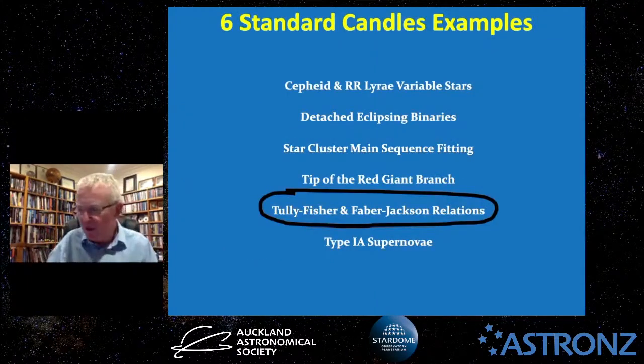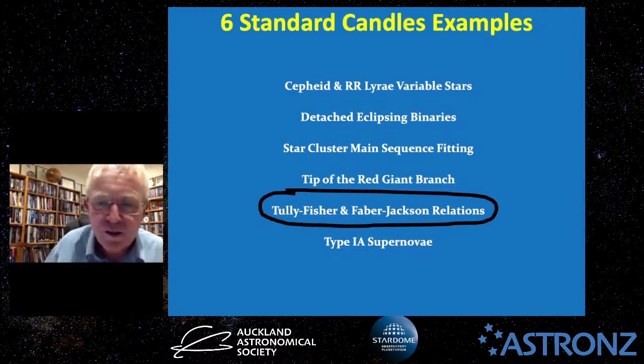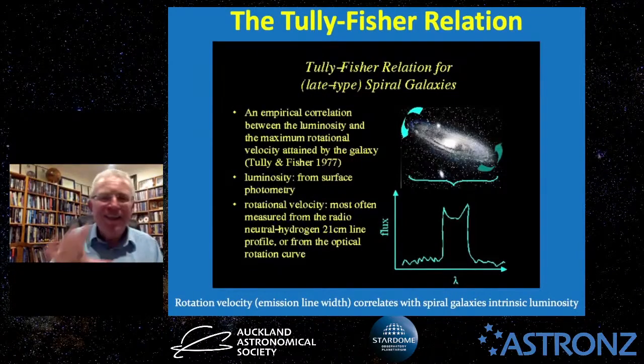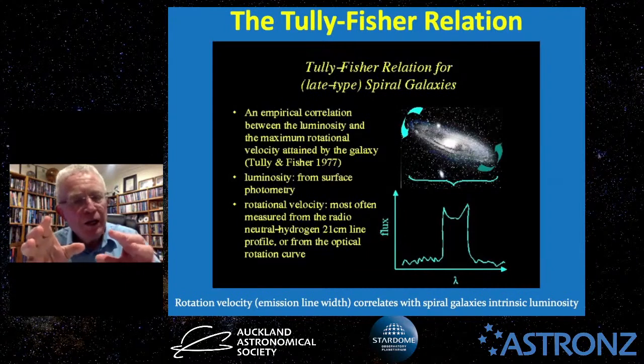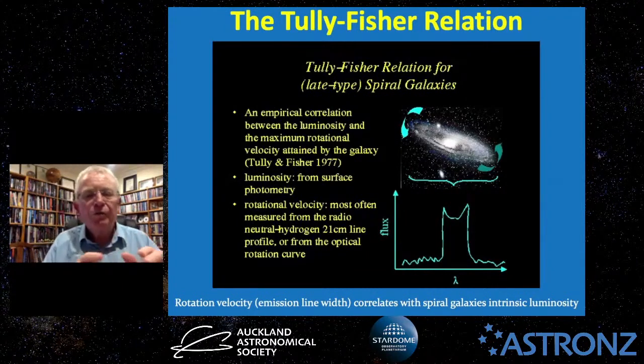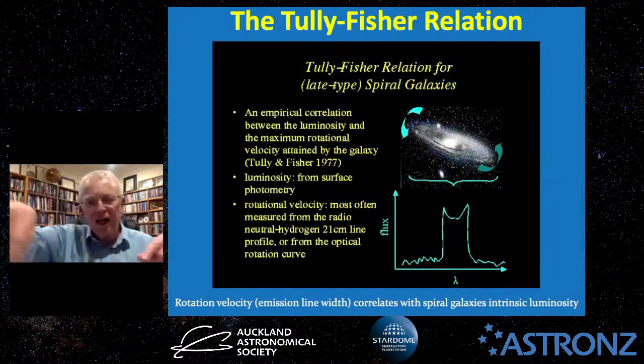So that's pretty cool. That's something a little bit different, another way of doing it. So let's look at another couple of methods, the Tully-Fisher and Faber-Jackson relations. The bottom line is these are two methods to work out the distance to faraway galaxies, both spiral and elliptical galaxies. And what they do with a spiral galaxy is try to measure the speed at which stars rotate around the center of the galaxy.